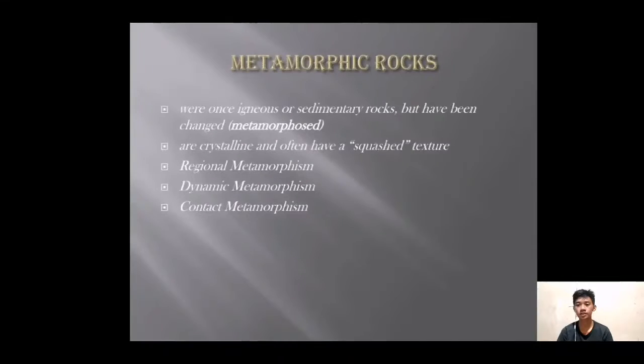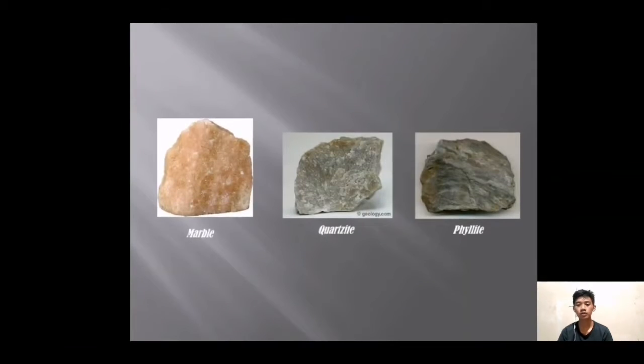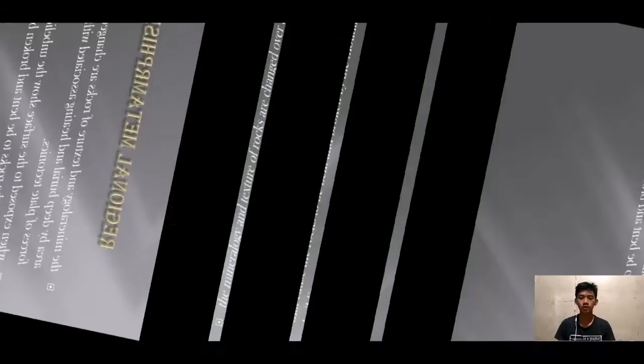Metamorphic rocks. These are once igneous or sedimentary rocks but have been changed because of strong pressure and temperature change. There are three types of metamorphism. These are regional metamorphism, dynamic metamorphism, and contact metamorphism. Examples of these rocks are marble, quartzite, and phyllite.